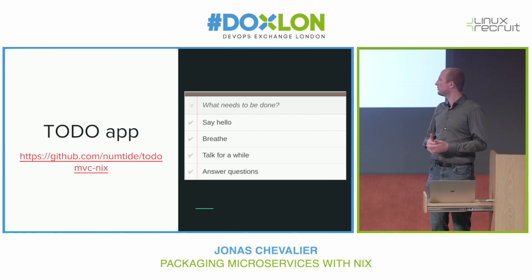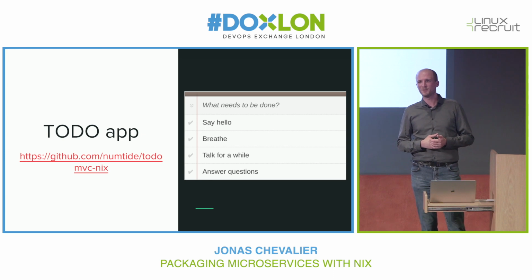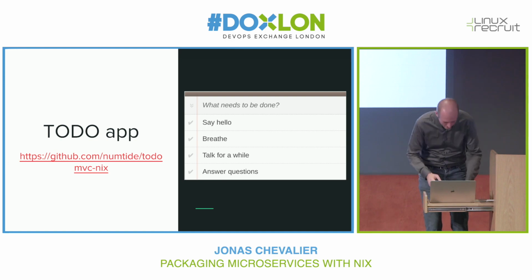So I wanted to show you how to do it, but obviously I can't show you the source code of Alpha Sheets. So I decided to build a little app using the TodoMVC project. And this is the source code. It takes all the TodoMVC and then just adds some Nix on top of it.